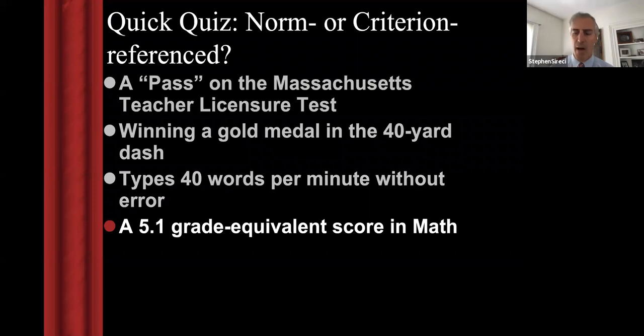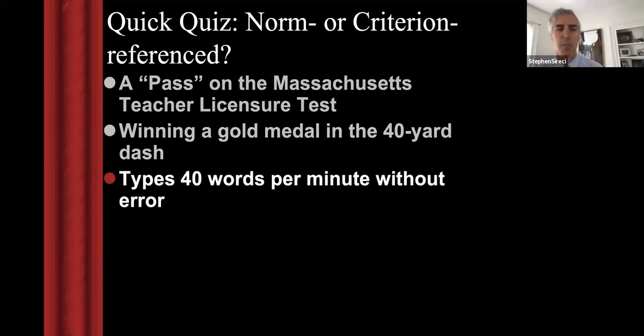Third example, type 40 words per minute without error. That's also criterion referenced because, again, you're not being compared to other people. You're being compared to that standard of performance, 40 words per minute with no errors.